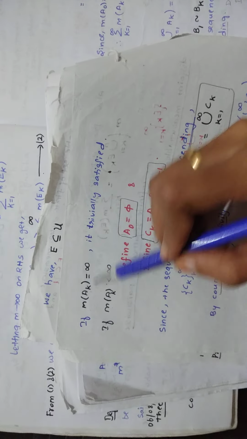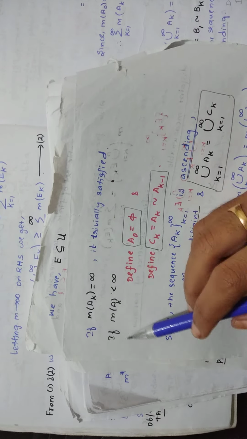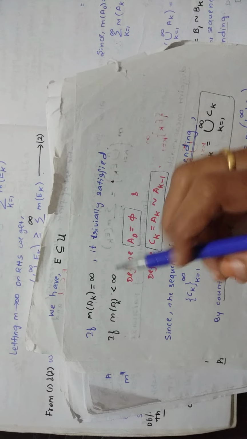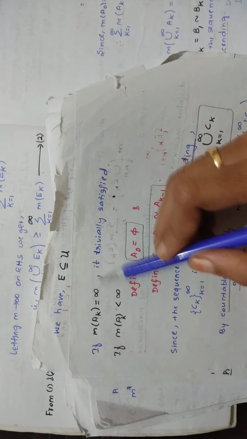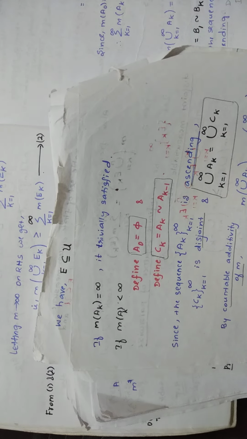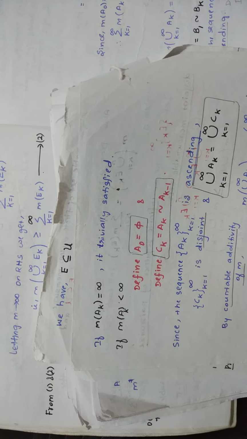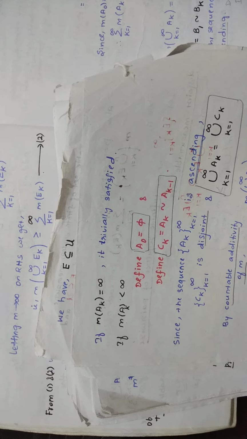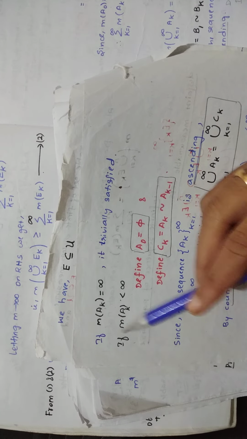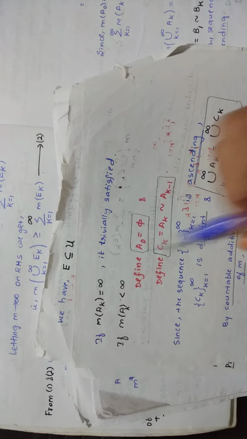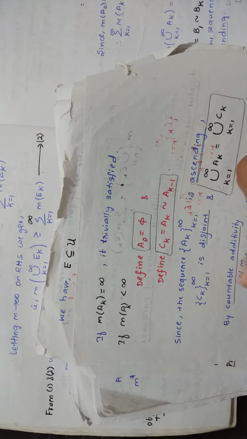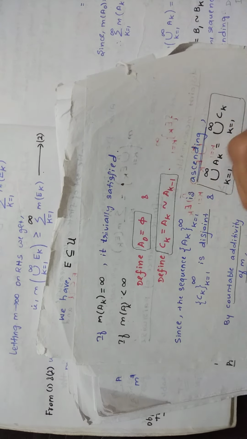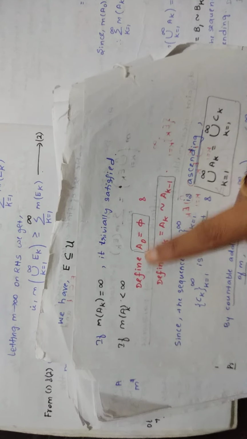Okay. When it will be satisfied: the measure of A_k equal to infinity is one case, and if the measure of A_k is less than infinity, this is another case. In case one, in this case you have no proof. You just write the result, that it is trivially satisfied. That's enough. In another case, if the measure of A_k is less than infinity, it means the measure of a measurable set A_k is finite, and what you have to do is first define this.